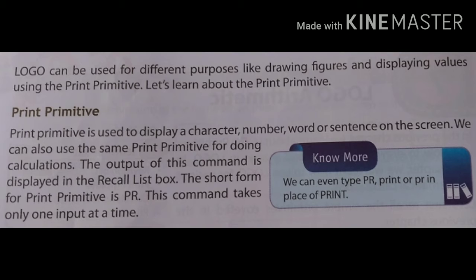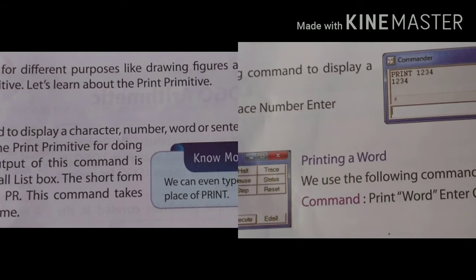Children, listen. What is the use of the print primitive? Yes, the print primitive is used to display a character, number, word, sentence on the screen. Next one, what is the short form of the print primitive? Yes, the short form of the print primitive is PR. The output of this command is displayed in the recall list box.